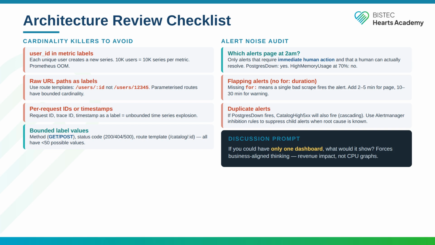The fix for all three is templating. Use route templates like /users, status codes like 200 and 404, and HTTP methods like GET and POST. All have fewer than 100 possible values.